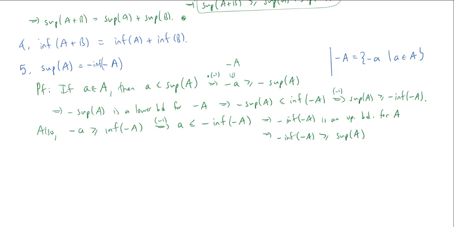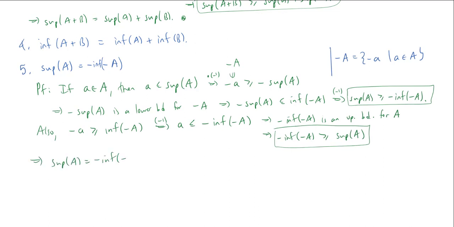And so we've now shown that the supremum is at most the negative of the infimum of negative A, and that it is also at least as big as the negative of the infimum of negative A. All right, so we conclude sup of A equals negative inf of negative A. And there's the proof of 5.